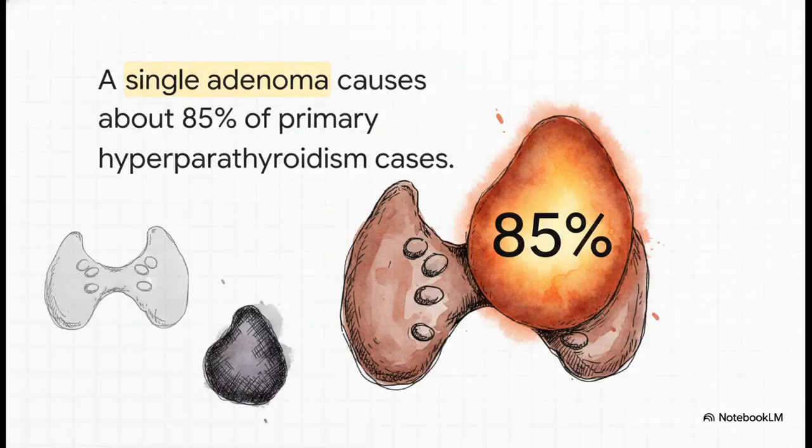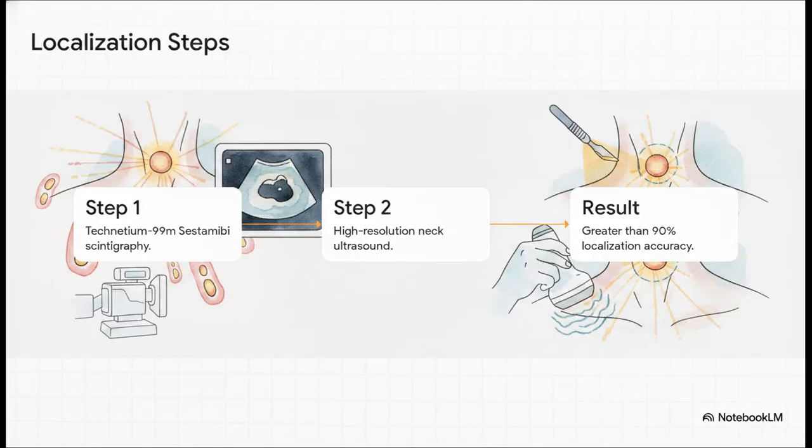Answer B. Now, what's really interesting here is just how statistically dominant a single benign parathyroid adenoma is. It is the absolute culprit behind primary hyperparathyroidism in approximately 85% of all cases. To put that in perspective, 4-gland hyperplasia makes up about 15%, and parathyroid carcinomas are exceedingly rare, like well under 1%.